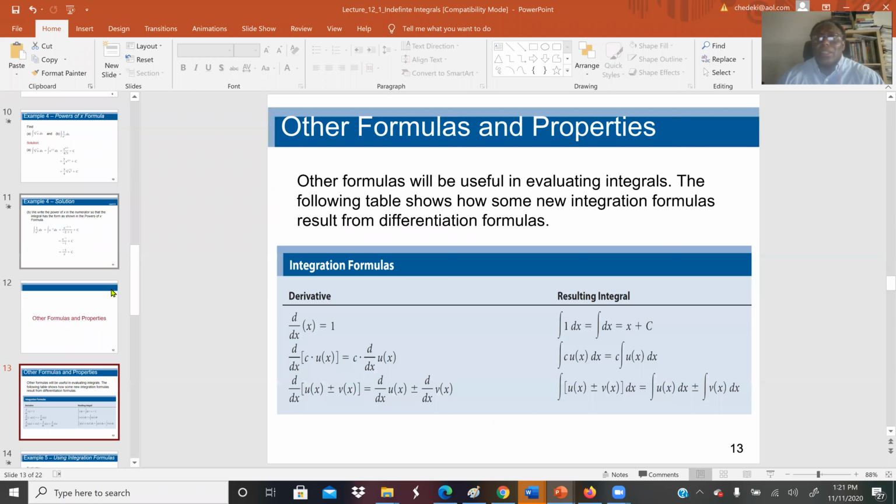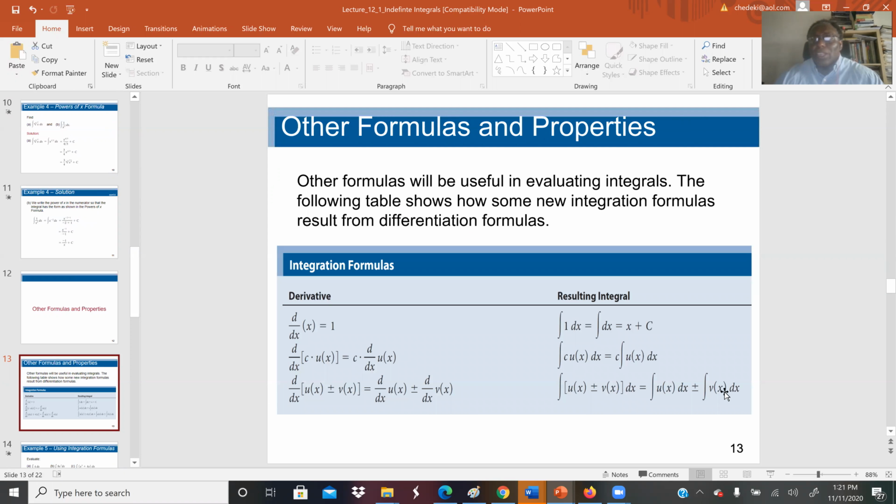And the second is what we learned, the constant. First, we have the integral of dx by itself is the same as x plus c. Then the integral of a constant c times the function u(x), the c will bring the c out. Then we find the antiderivative of u(x) dx. If it's a sum or difference, we find them separately also.